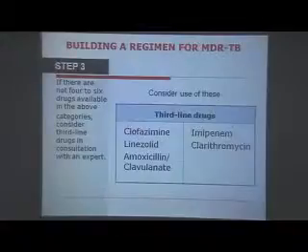Step 3 is selecting from the group 5 drugs: clofazimine, linezolid, amoxicillin clavulanic acid, imipenem and clarithromycin. So this should be step 3. And finally, you should make it into a minimum of a 5 drug regimen. This is how you build a regimen for MDR and XDR.